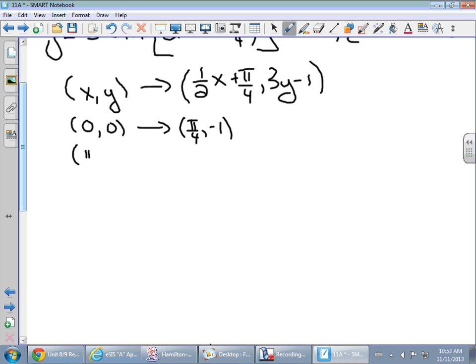Now I want to figure out where the other points end up. So I'm going to do this for pi over 2 and 1, pi and 0, 3 pi over 2 and negative 1, and then finally 2 pi and 0.